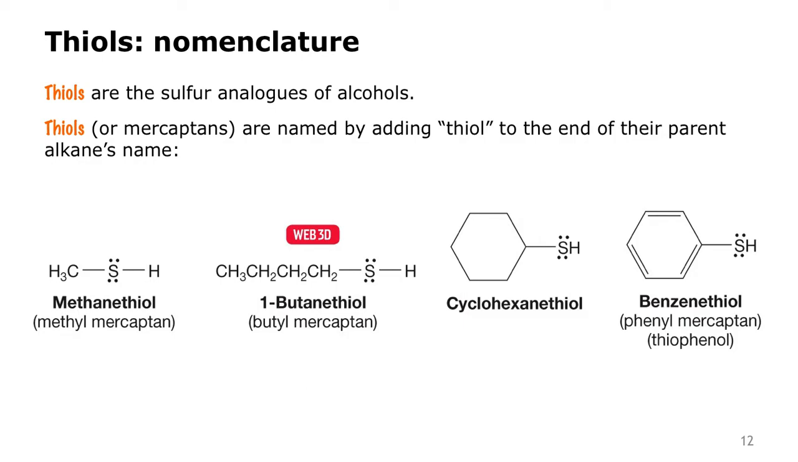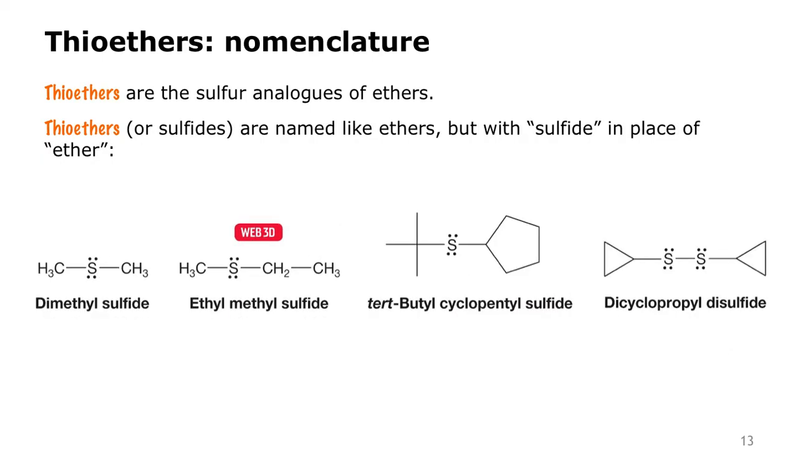One of the characteristics of thiols is that they have nauseating smells. In fact, thiols are the kinds of compounds that are added to natural gas so you can detect it if there's a leak.